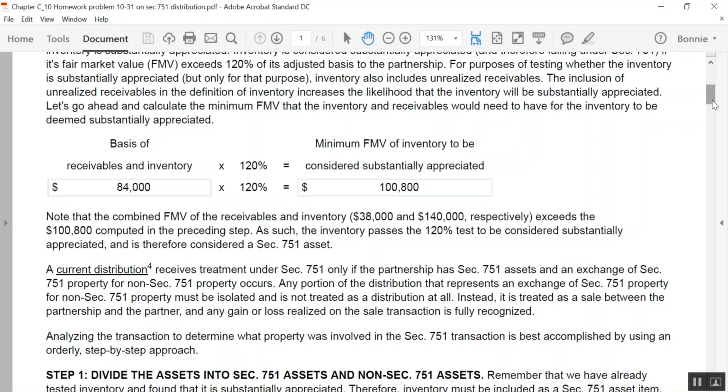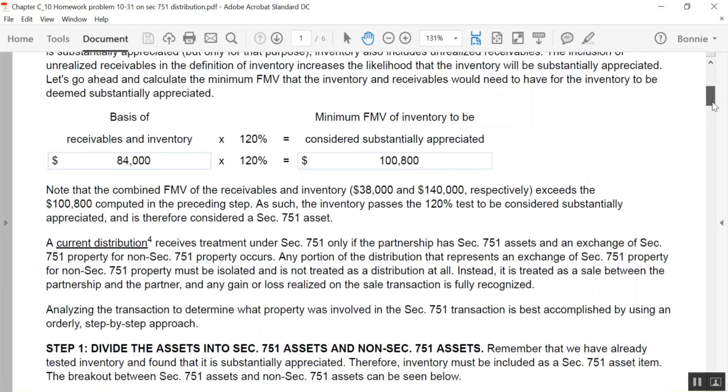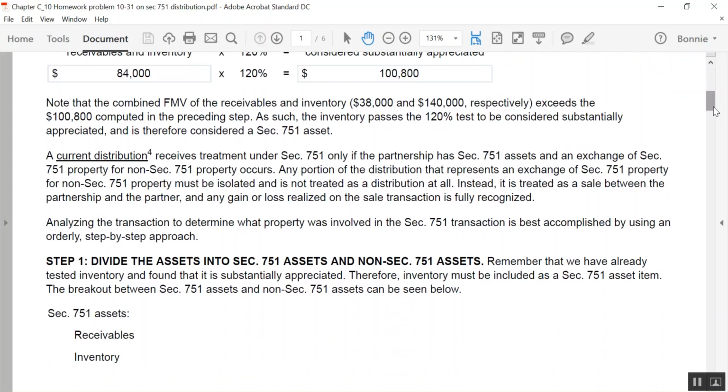Then next, what we need to know is whether this current distribution, this non-liquidating distribution, is going to receive treatment under 751. And that's only going to happen if the partnership has, as I said, both 751 and non-751 assets, and a deemed exchange of those has occurred. Any portion of the distribution that represents an exchange of 751 property for non-751 property has to be isolated, and you treat that not as a distribution, but instead as a sale.